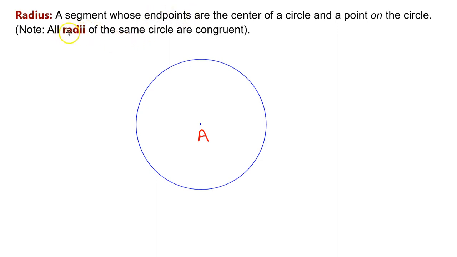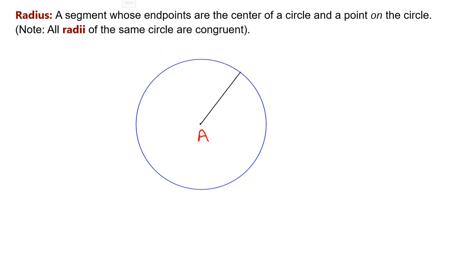What is the radius of a circle? Radius is a segment whose endpoints are the center of a circle and a point on the circle. That is, we know that a line segment has two endpoints. So one endpoint is the center of the circle and the other endpoint is on the circle.